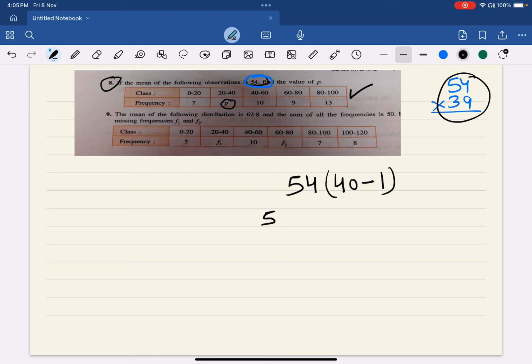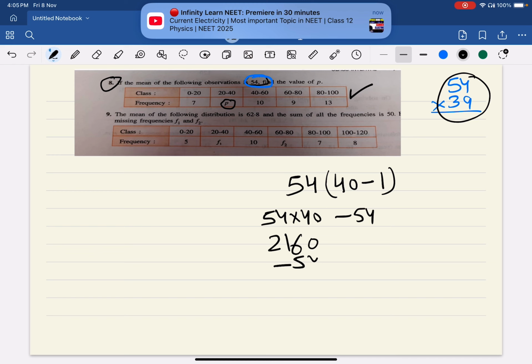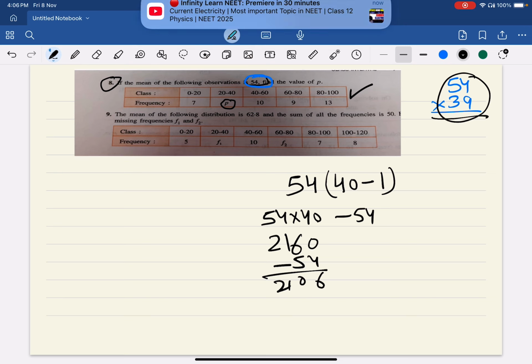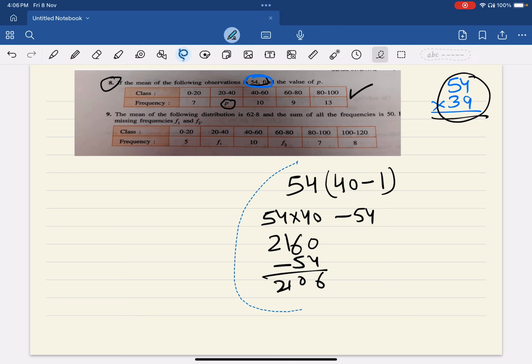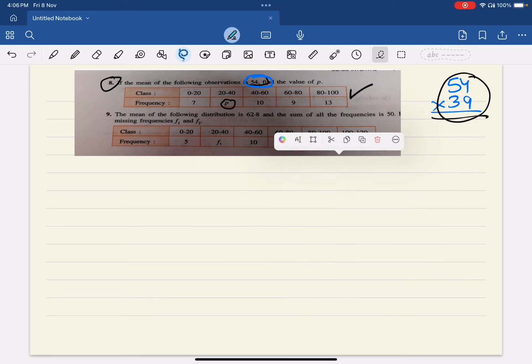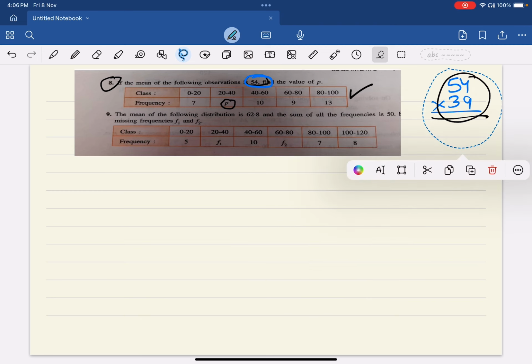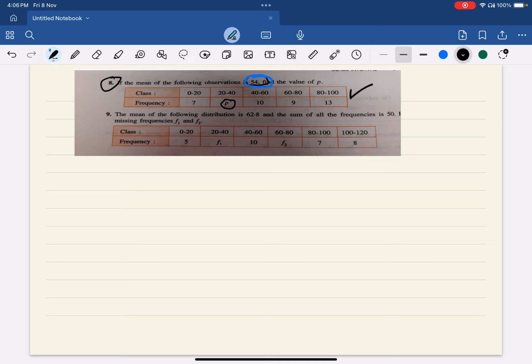Like if I have to do 54 times 40 minus 54, so you can just put the 0, 4 fours are 16, 4 fives are 20, this, and just do minus 54, and you will get 2106, which is faster than the way you will do traditional multiplication. Okay, always try to use whatever is taught to you in algebraic operations. That will help you a lot.